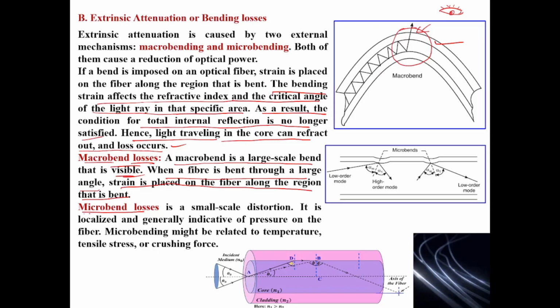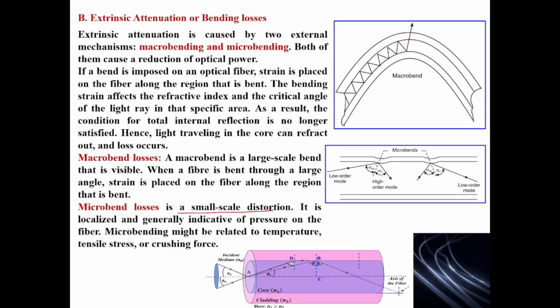Now if I consider micro bend loss, micro bend loss is a slight bend at the edges of the core. Here a micro bend could not be visualized by the naked eye. It is a small scale distortion like this, at the edge of the fiber. It is localized and generally indicative of pressure on the fiber. So here in this region pressure will increase. Micro bending might be related to temperature, tensile stress or crossing force. So due to these effects, a micro bend can be expected inside the fiber.